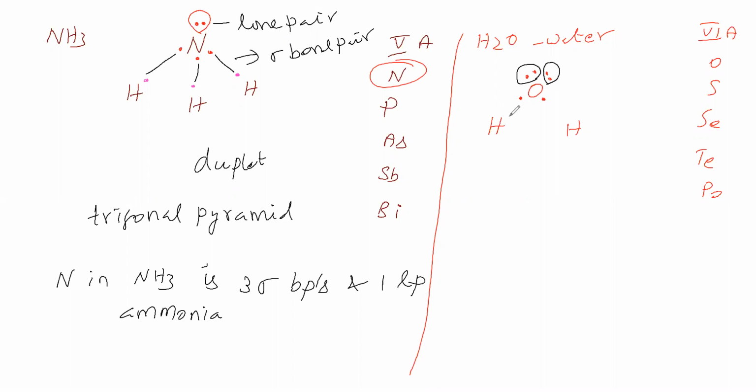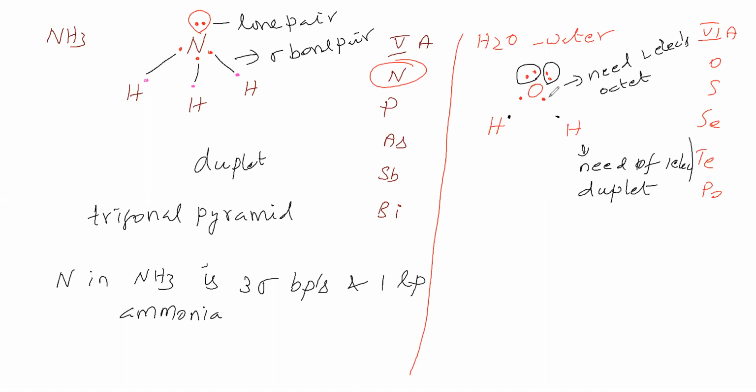Okay. Hydrogen has 1 electron and is in need of 1 electron, because it wants to get duplet configuration, so it will contribute 1 electron. Oxygen valence shell has 6 electrons. Therefore, oxygen is in need of 2 electrons to get octet configuration, so it can contribute 2 electrons, 1 electron this side, 1 electron this side. Now, the water molecule is formed.